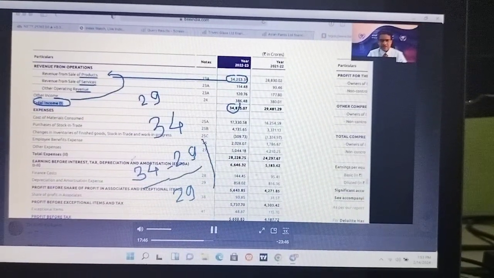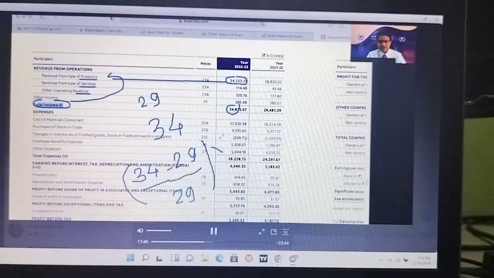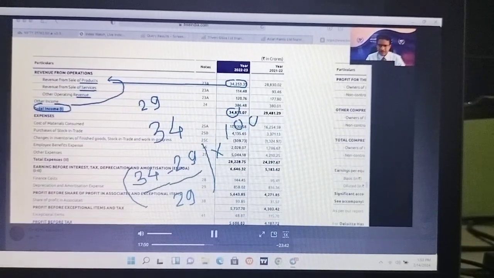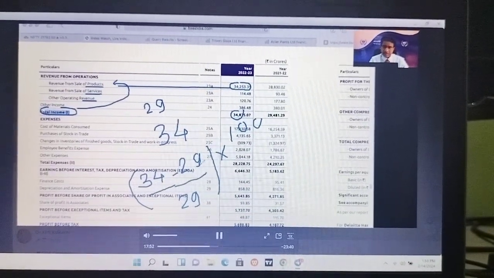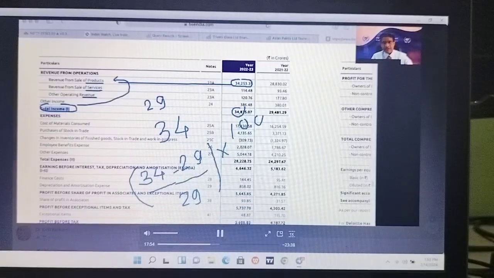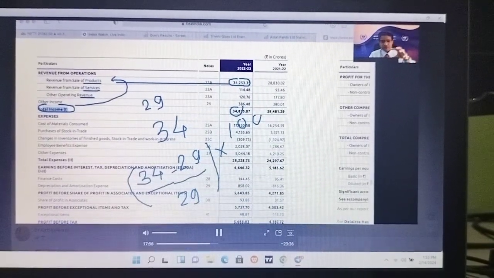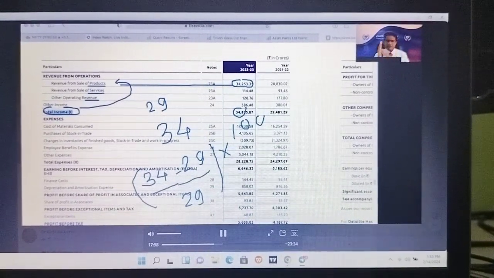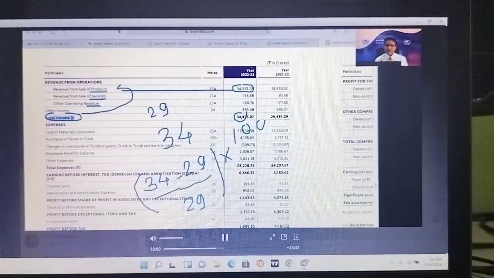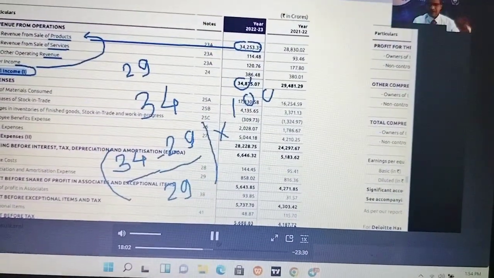So this minus this, then divide, and then bracket 100. Solve this equation and write in the chat box. You are finding the growth rate, the sales growth rate. Once you know how to find the sales growth rate, then you can find the tax growth rate, profit growth rate, dividend growth. It is a simple equation.